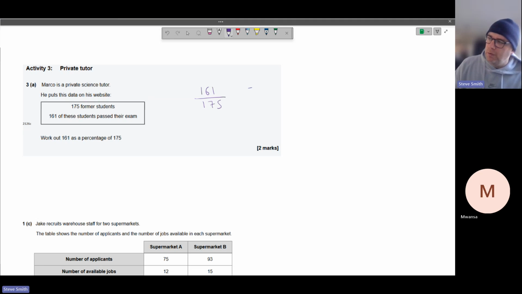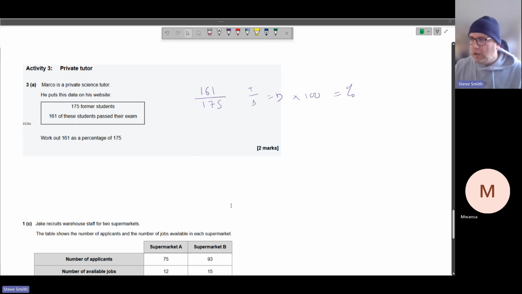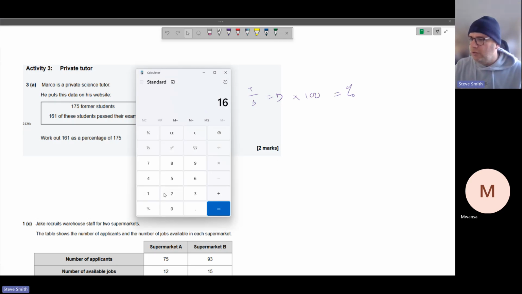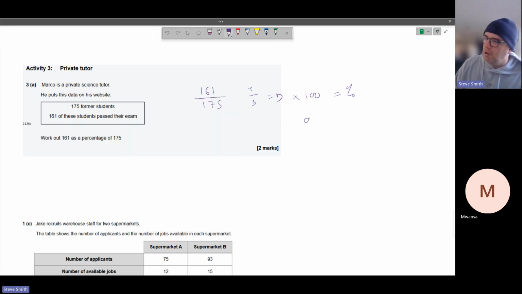We divide top by bottom to get our decimal, and we times it by 100 to get our percentage. So it's no different here. We've got our top number 161 divided by 175 equals our decimal, times by 100, that's our percentage, 92%.